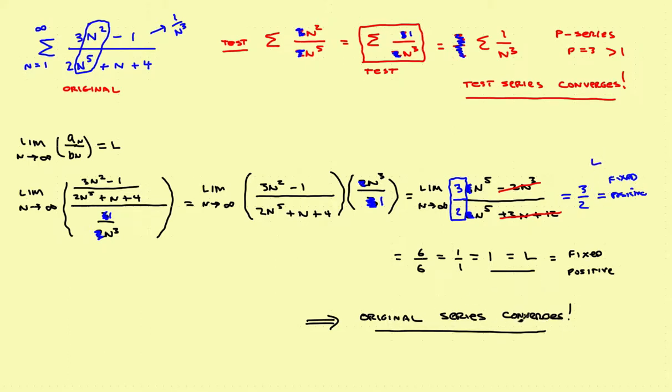The original series still converges. So I guess the moral of the story here is this: when you're working with dominant terms, it's your choice whether you include the leading coefficients or not. The first student elected to include them and came up with a ratio of 1, but that's just fine, it works. The second student elected not to include them and came up with a different ratio, but it's still a fixed positive number, it works just fine. So either one of those choices is okay.